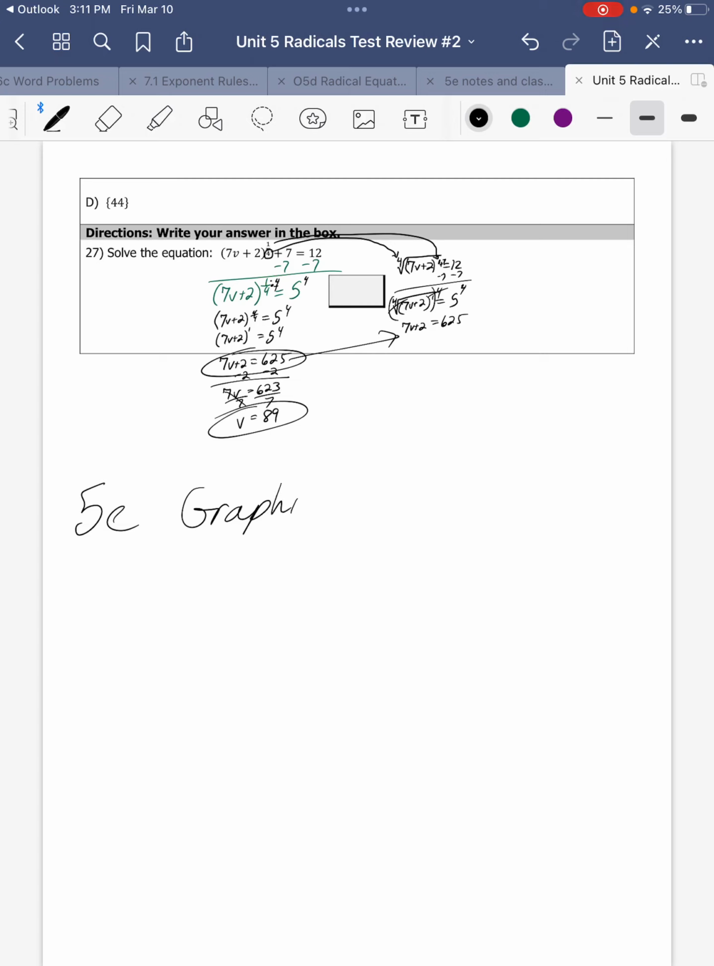And remember, we also have 5e, which is graphing radicals. Take a look back at your classwork. We had 2 days of it, 5e and 5e continued. Take a look at that classwork for good examples for the test. We got graphing radicals, and then we have domain and range.